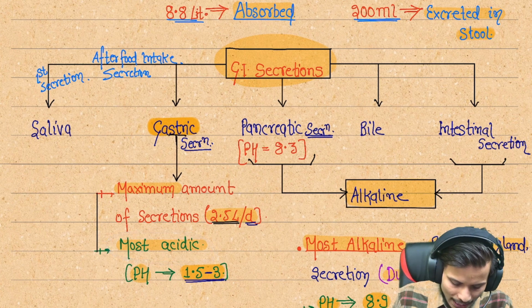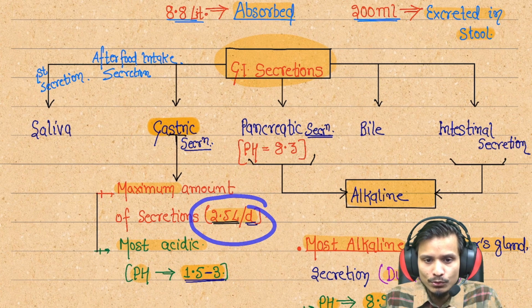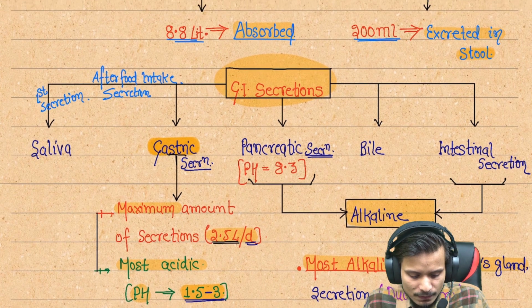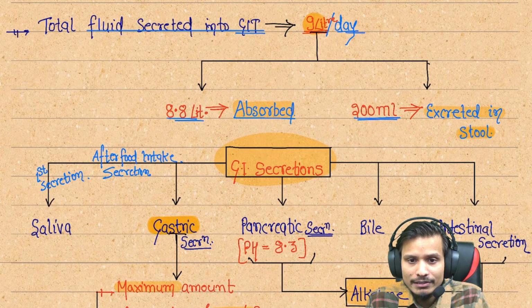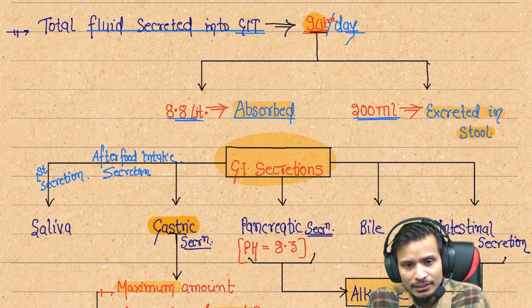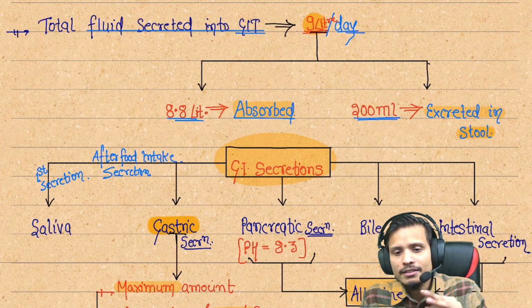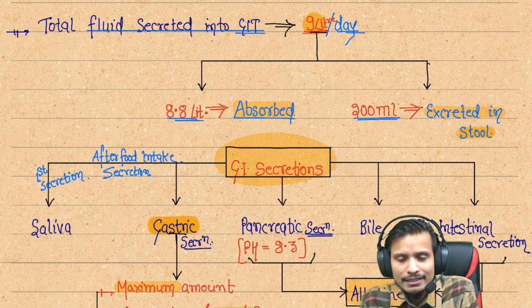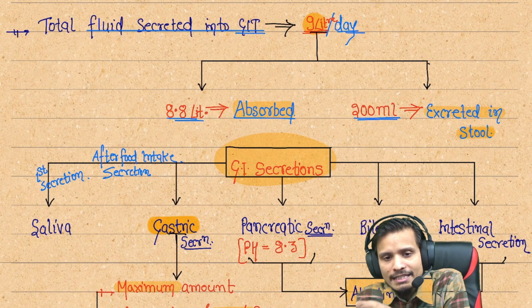And what are the components of the total secretion of the GI? What we discussed just a minute ago: there is 9 liters of secretion per day by the total fluid of the GIT. Out of that, 8.8 liters is going to be absorbed and 200 ml is excreted. It means in the stool 200 ml is excreted.